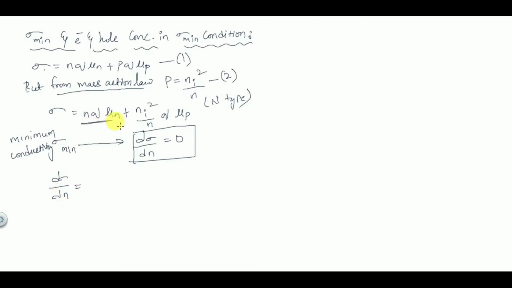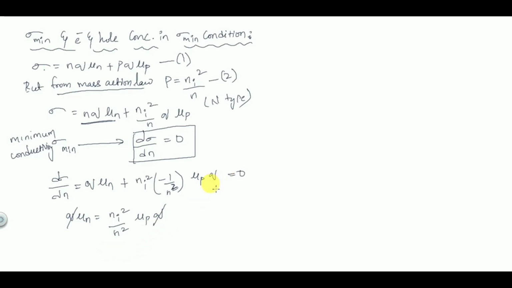When you differentiate this term with respect to n, you'll get q into μn, because dn by dn is equal to 1, plus ni squared into, d by dn of 1 by n is minus 1 by n squared. d by dx of 1 by x is minus 1 by x squared. So similarly, d by dn of 1 by n is minus 1 by n squared, into μp into q. So this is equal to 0. Therefore q into μn is equal to ni squared by n squared into μp into q. So q and q get cancelled off.